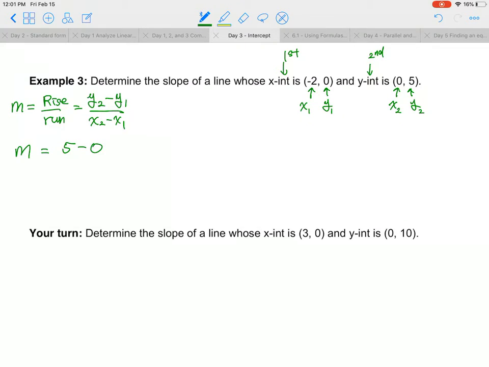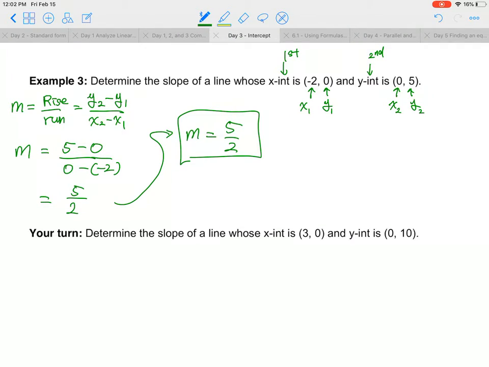So then this becomes 5 minus 0 over 0 minus negative 2. And that gives me 5 over 0 minus negative 2, which is 0 plus 2. Negative, negative becomes plus. So 0 plus 2 is just a 2. So then we have determined what the slope is, which is then 5 over 2, right?